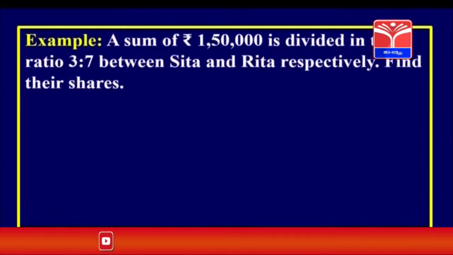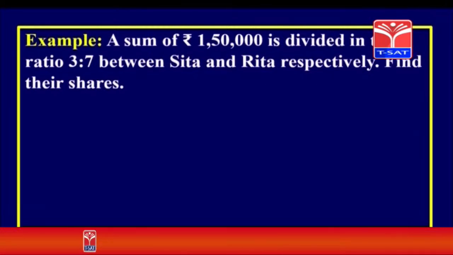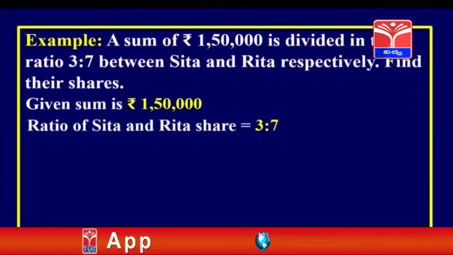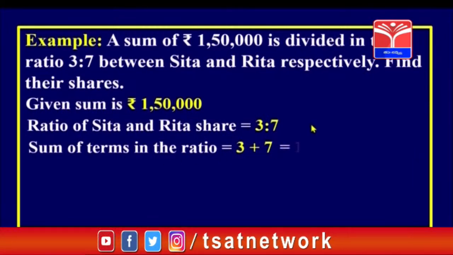Now a sum of 1,50,000 is divided in the ratio 3:7 between Sita and Rita respectively. Find their shares. So again, children, read the question clearly and carefully and write down what is given to you first. So first it is given that the sum of the money which is shared between Sita and Rita is 1,50,000. And what is the ratio? Yes, ratio of Sita and Rita share is 3:7. Let us find out sum of the terms of the ratio. So here sum of the terms is how much, children? 3 plus 7 equal to, yes, 10.